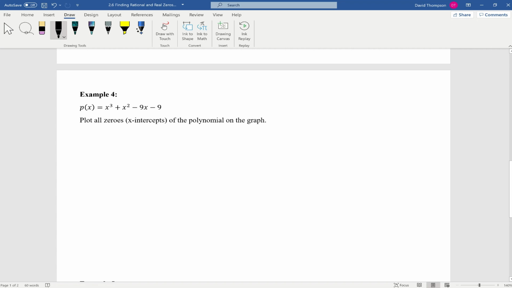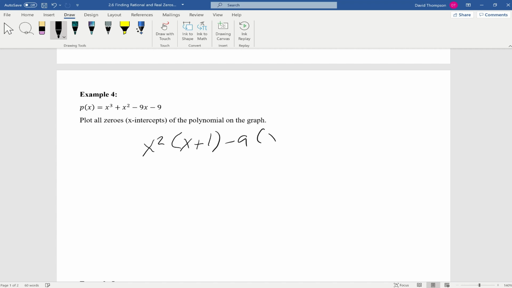Example 4. We have p of x equals x to the third plus x squared minus 9x minus 9. We're to plot all zeros or x-intercepts of the polynomial on a graph. So first thing we want to do is we want to try to factor it. So we can factor out x squared, and we're left with x plus 1. You factor out a 9.